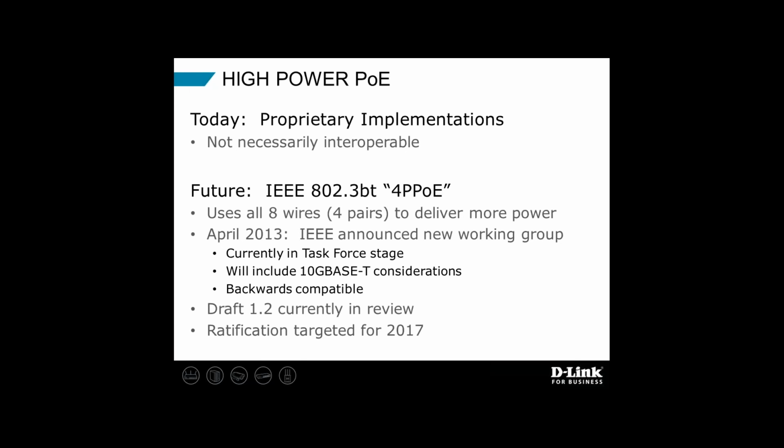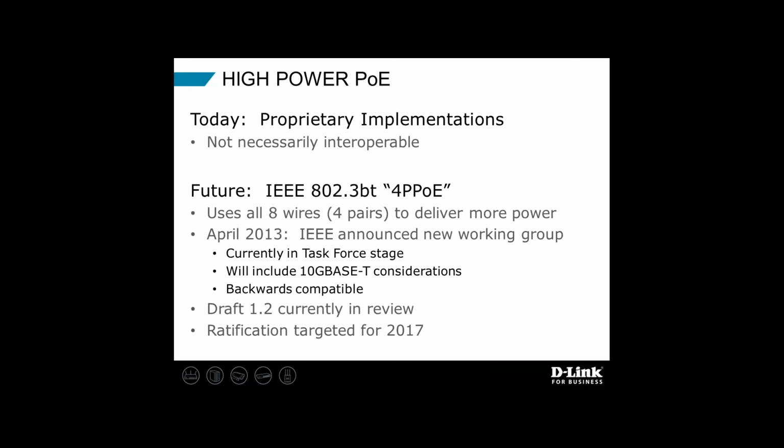The nice thing is they're looking at 10GBASE-T considerations as well. 10GBASE-T is 10 gigabit over 100 meters of LAN cable. So to be able to do PoE and 10GBASE-T is going to be a really nice thing. And of course, the BT standard will be backwards compatible with AT and AF.